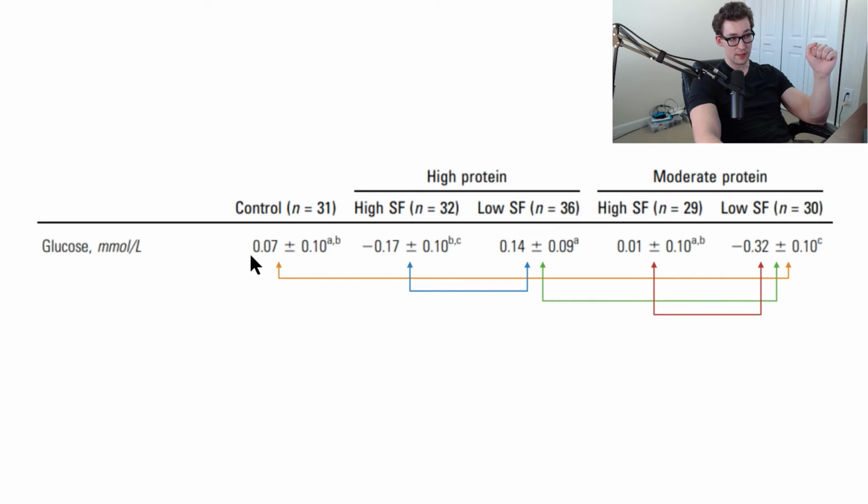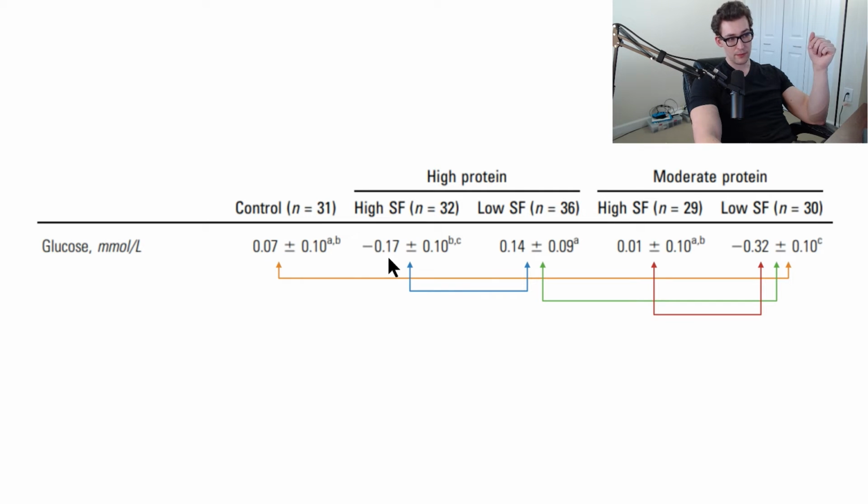This was the difference. This was the change in blood glucose levels, meaning that there was a 0.07 millimole per liter increase. You don't need to know millimole per liter, but just for accuracy, to have the units. So this is the average of all the participants that were in the control diet. So 31 participants were in the control diet.